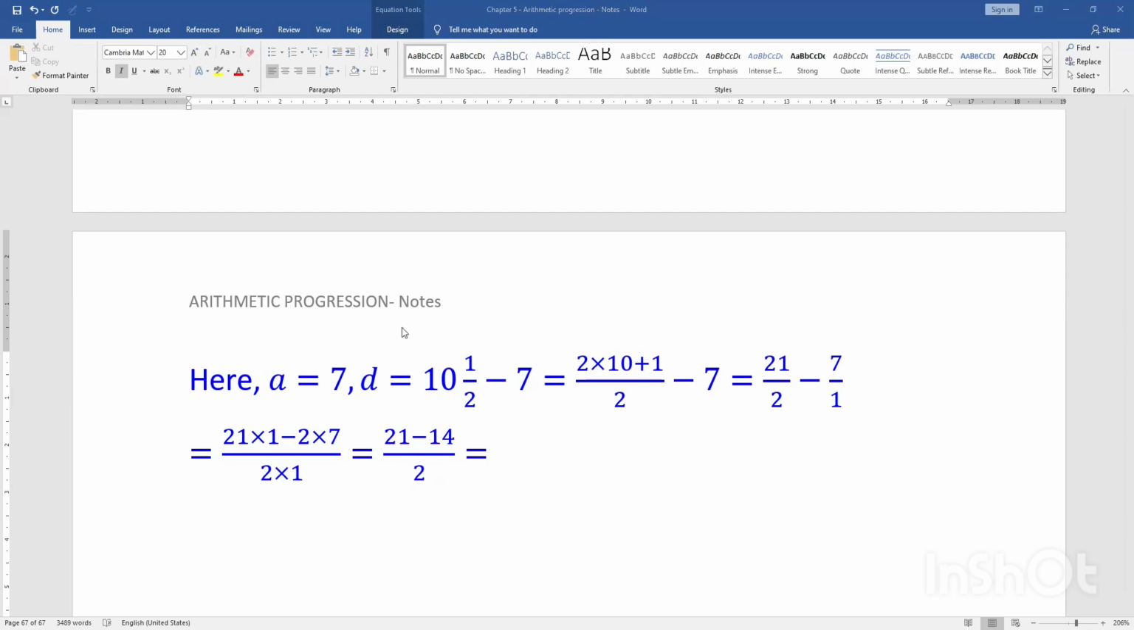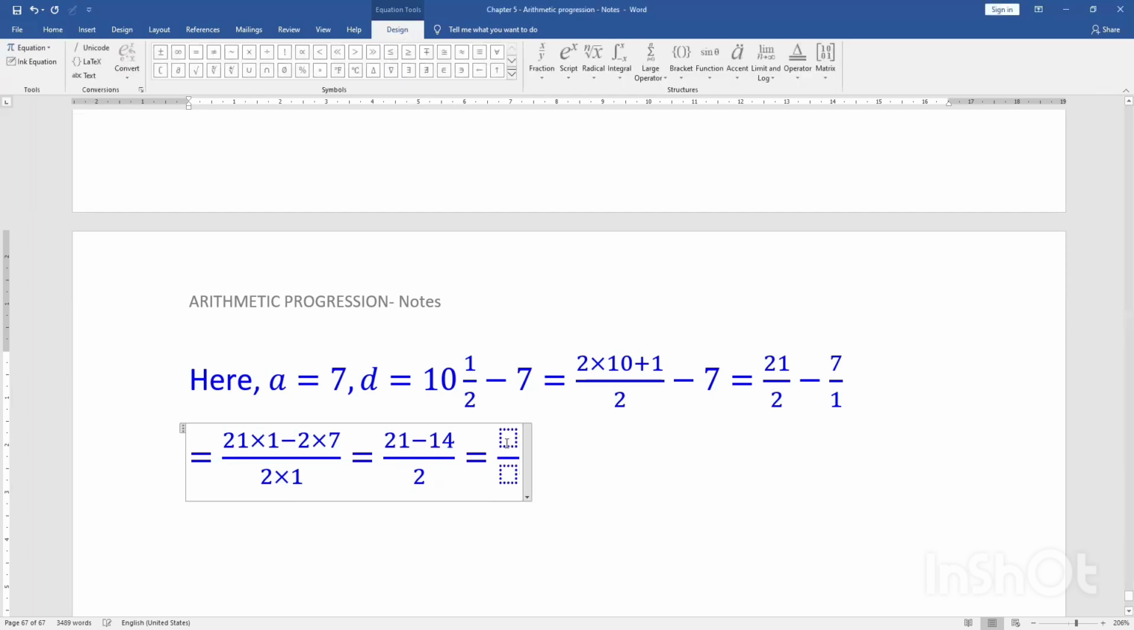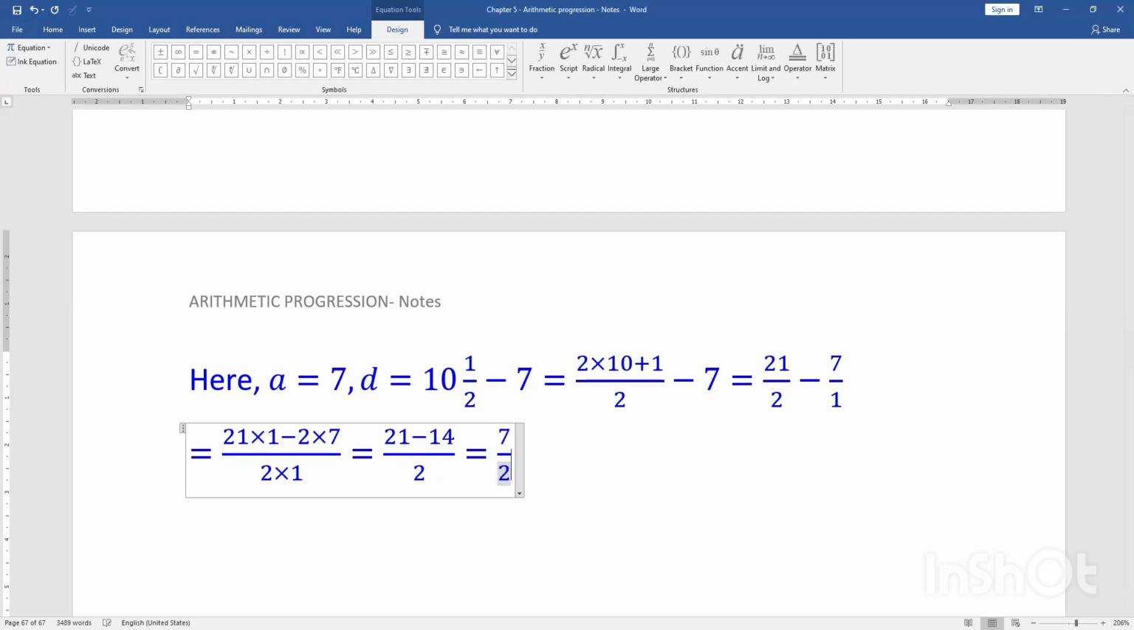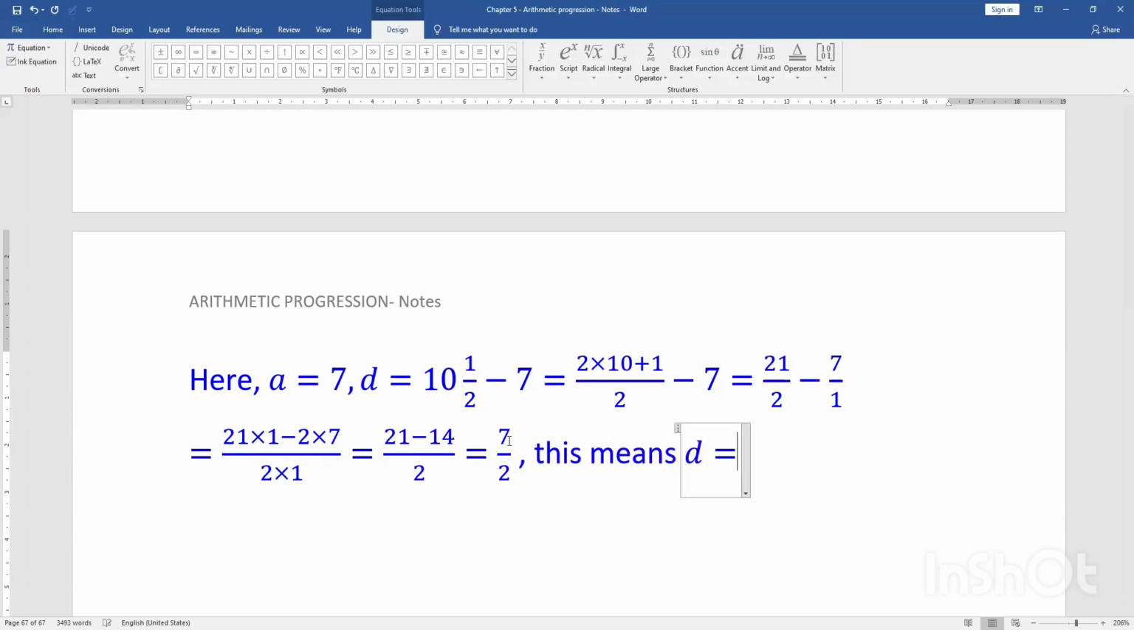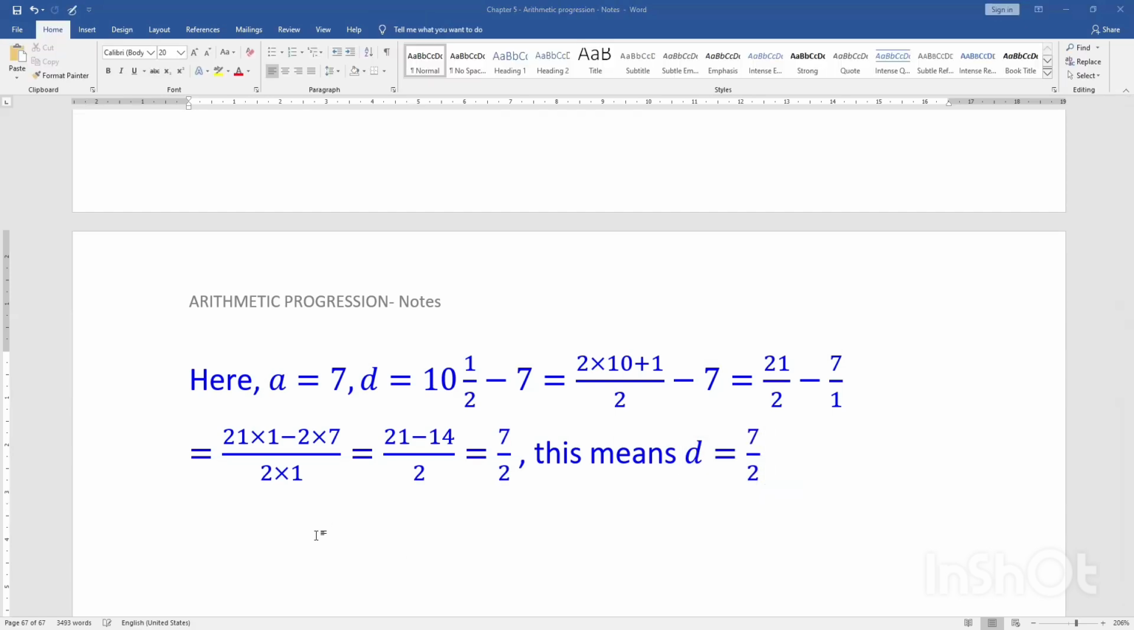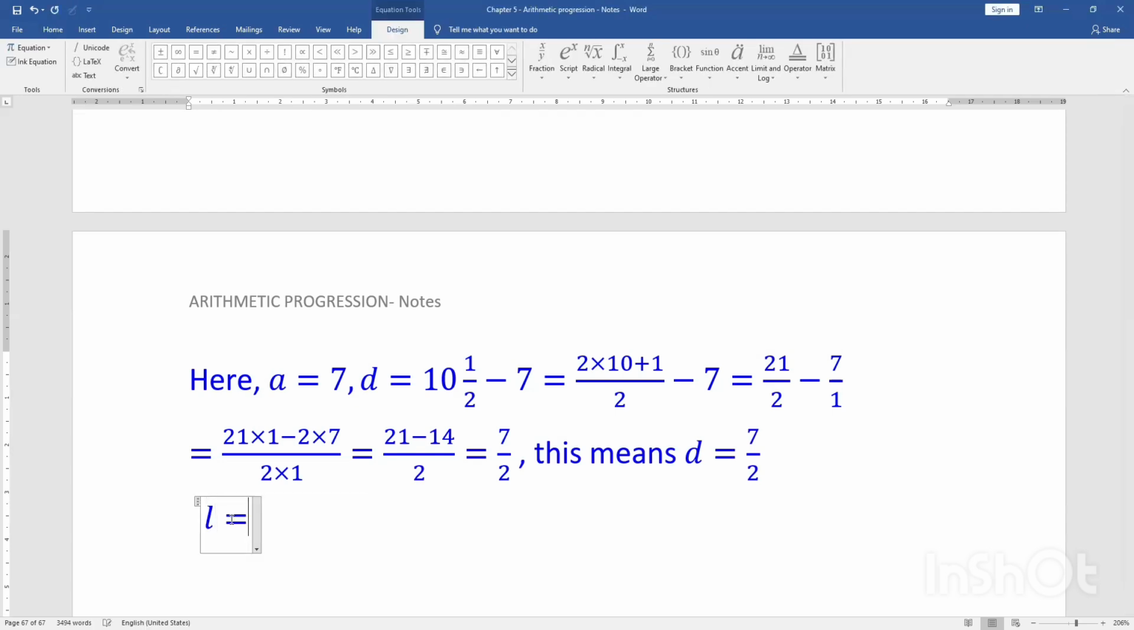So 21 minus 14 is 7, so 7 by 2. So what we understand from that is that d equals 7 by 2. Okay, and what else have they given? We have l, which is the last term.